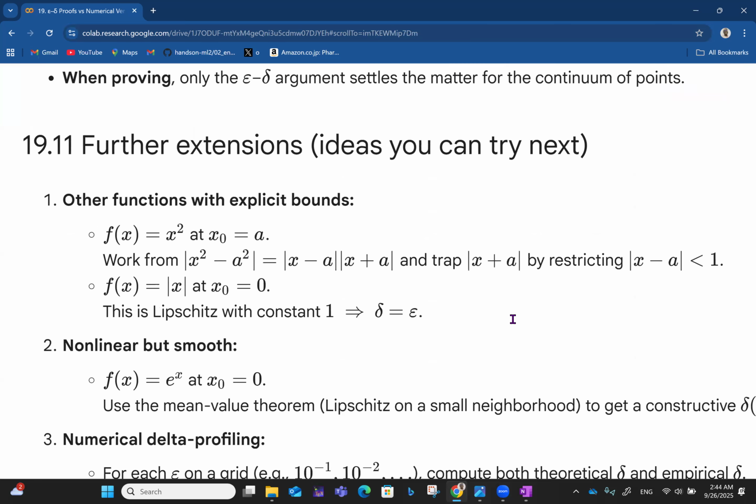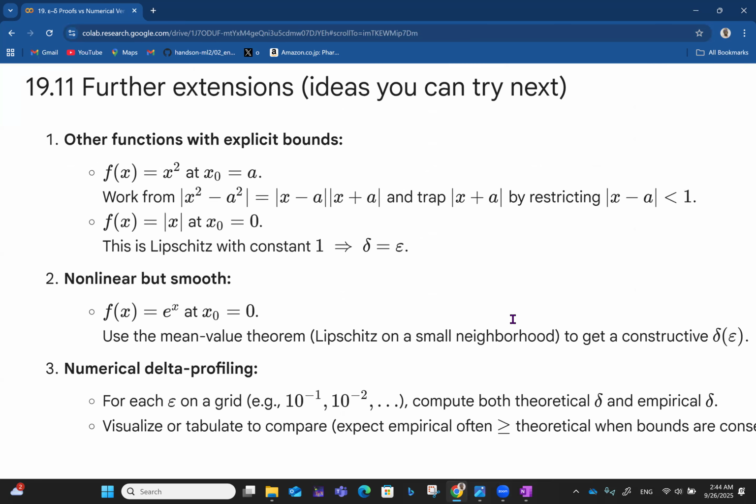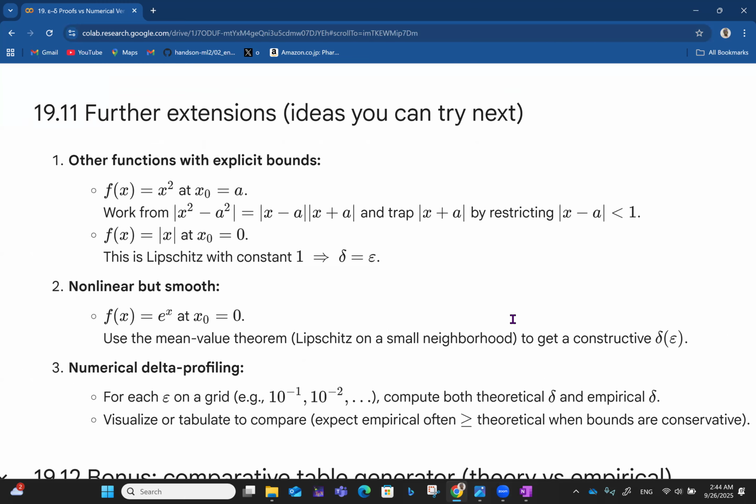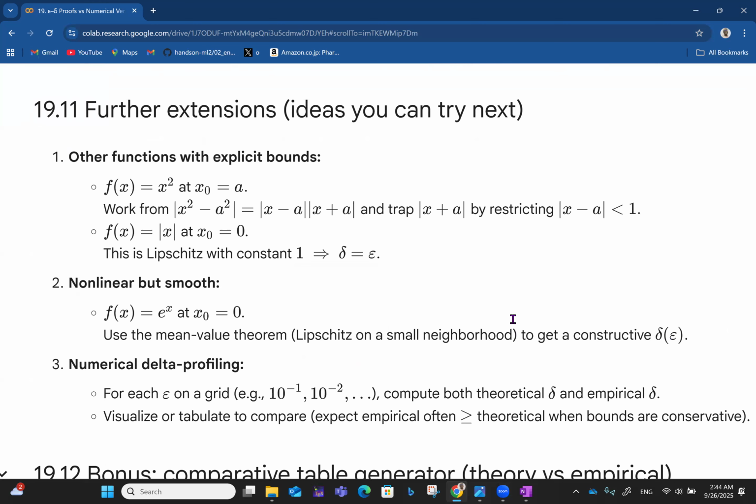Okay. So we can have some further extensions to what we've been doing. Ideas you can try next. For other functions with explicit bounds, you can try f of x equals x squared at x not equals a. You can work from absolute value of x squared minus a squared. That's where it's tending towards. And that is equal to absolute value of x minus a, x plus a. And then you can trap x plus a by restricting absolute value of x minus a to be less than 1.